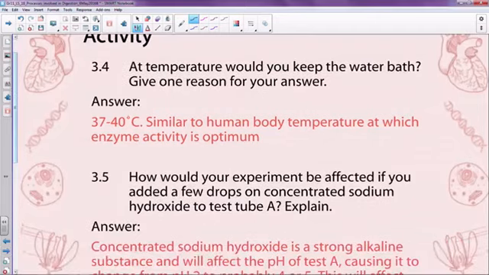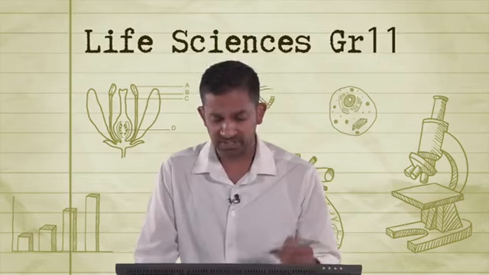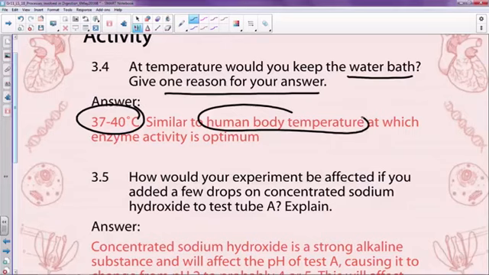Quite an interesting question. Let's get straight to the answers before the session ends. 3.4. At what temperature would you expect the water bath to be kept? I would keep it between 30 to 40 degrees Celsius. That's essentially because we're talking of enzymes in the gastric pouch or in the stomach, and that's the optimum temperature range at which humans function. So I'll keep it within the optimum temperature range of 37 to 38 degrees Celsius so that we have optimum temperature for optimum enzyme activity.